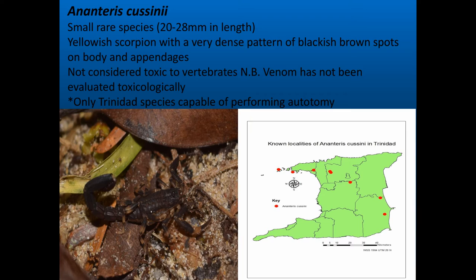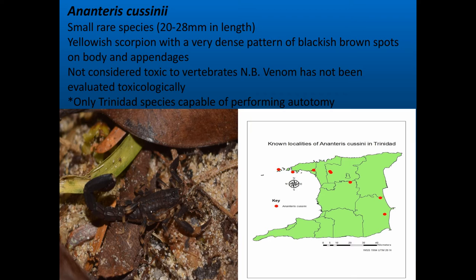Further along that same night, I saw another scorpion of the same species, also with the talon missing, running around scurriedly. So I went back home that night, pulled up Google and researched autotomy in scorpions, and found that the genus Ananteris is the only one around the world that can autotomize its appendage or its talon. And there was never a record of Ananteris cussini doing that before. Right? So we can switch to the next slide.